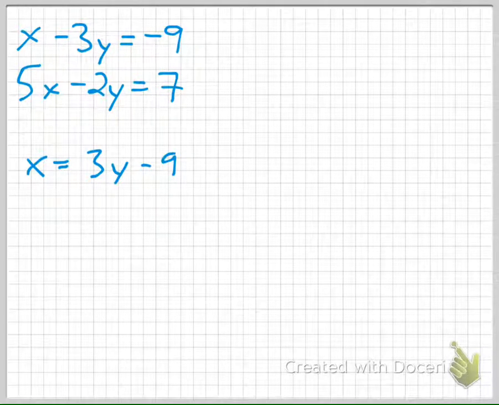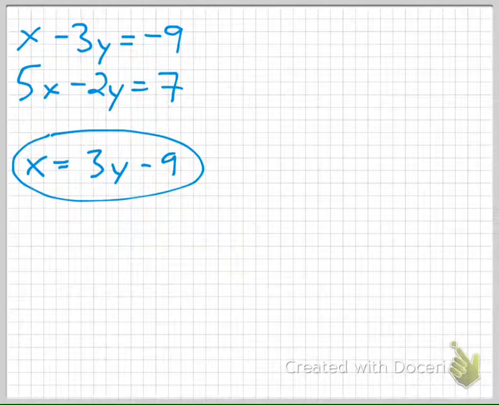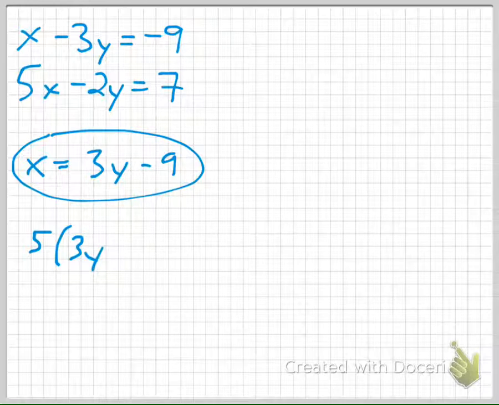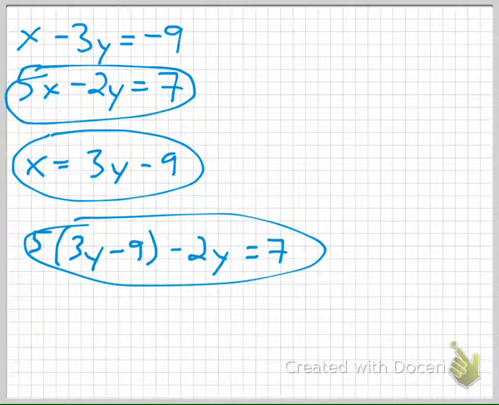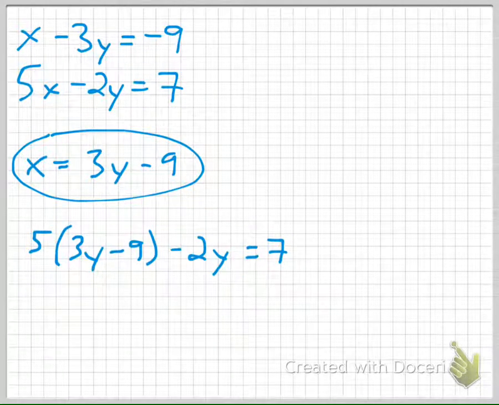Okay. Now that I have this, I'm going to take what x is equal to and plug it into here. Right? Okay. So let's do it. 5 times (3y minus 9) minus 2y equals 7. Do you notice that this and this are identical, except instead of x, I have what x is equal to? Do you all see that? I just substituted it. Now we do rainbow, rainbow.